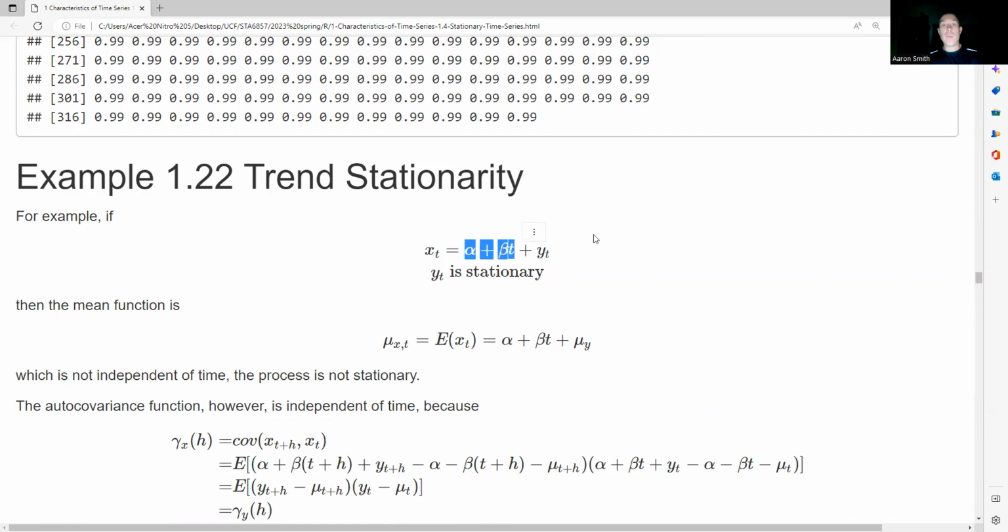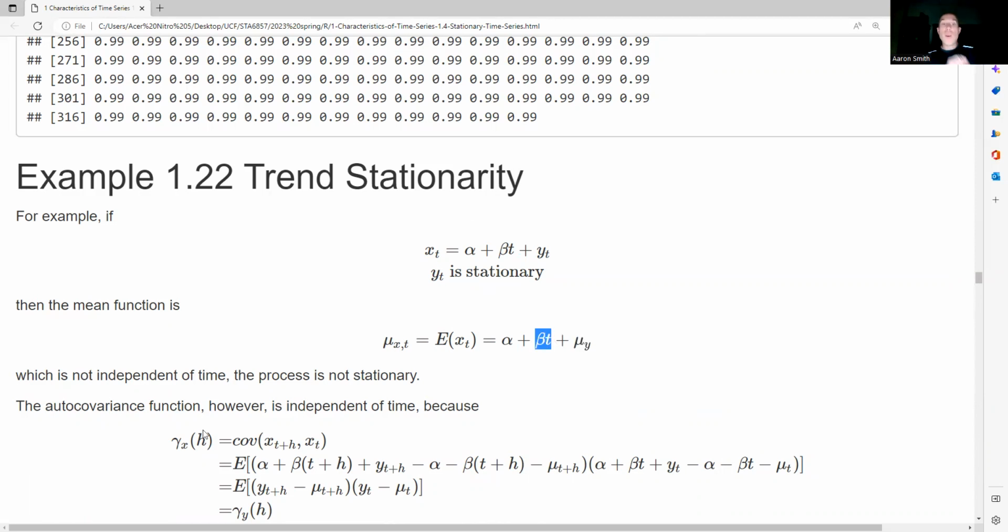This is a straight line equation from college algebra, like mx plus b. And then I have a stationary time series being tacked on. All right, so when I take the expected value, I can see that I've got a constant, and then I have the trend itself. And so this is trend stationary.